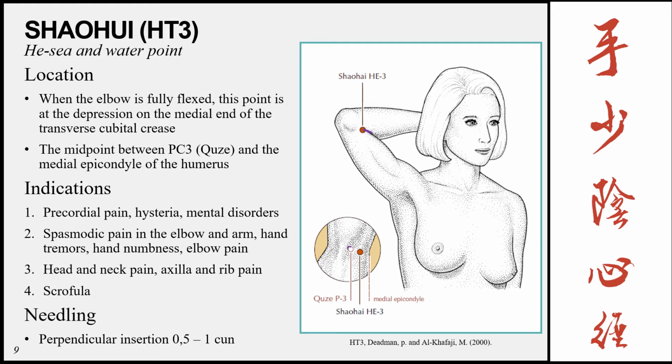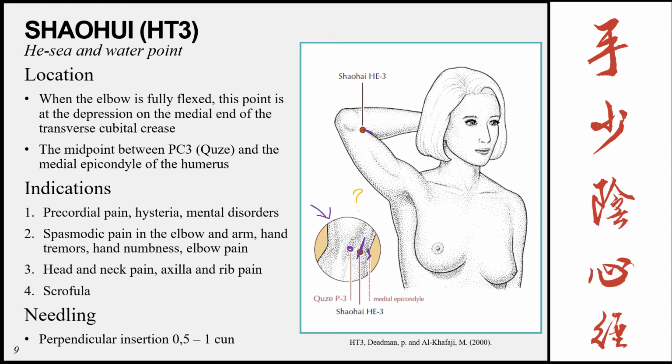But if you look at this image over here, pericardium 3 is this point. And then the medial epicondyle of the humerus would be palpated around here. And then we divide this distance in half, and that's where heart 3 is. And can you think back to previous lectures on a point that was found in a very similar way to this point?